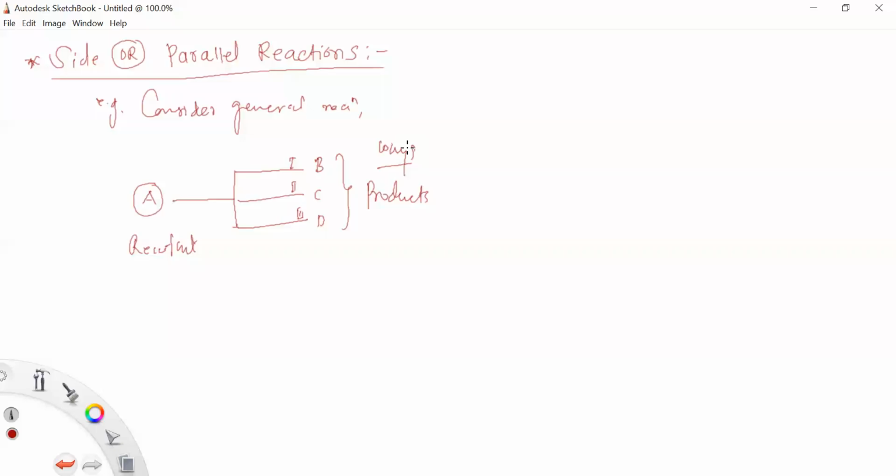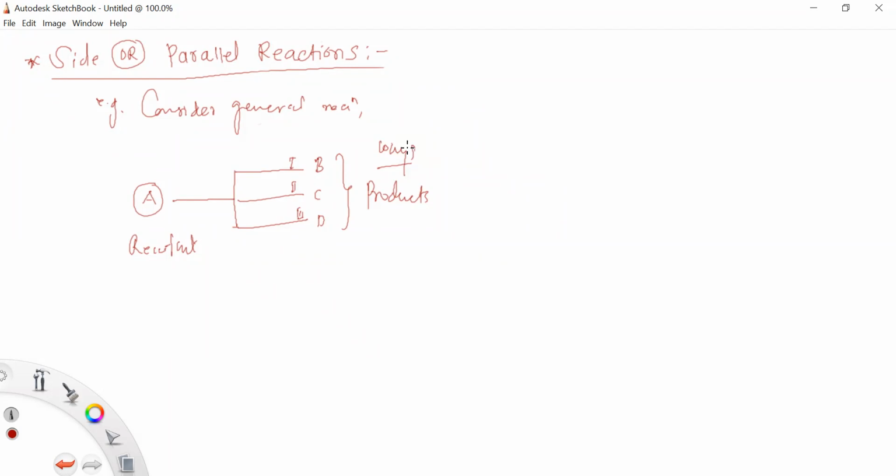The reactant molecules are decomposing or reacting or performing their reactions in more than one way, or more than one path, and it gives different sets of products, 2, 3, 4, 5. Okay. So this is called the parallel reactions or side reactions.